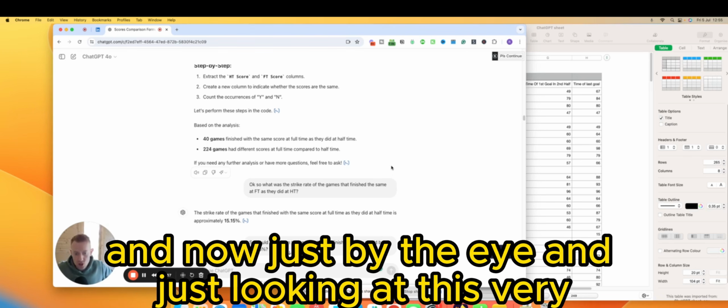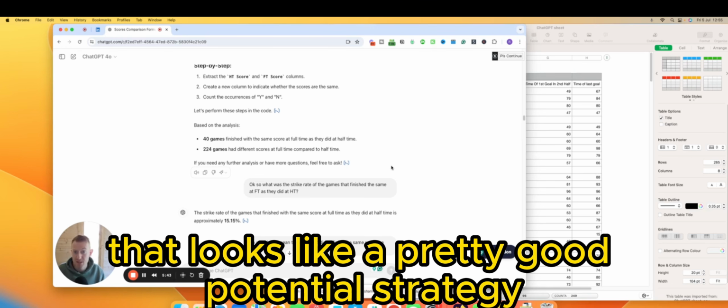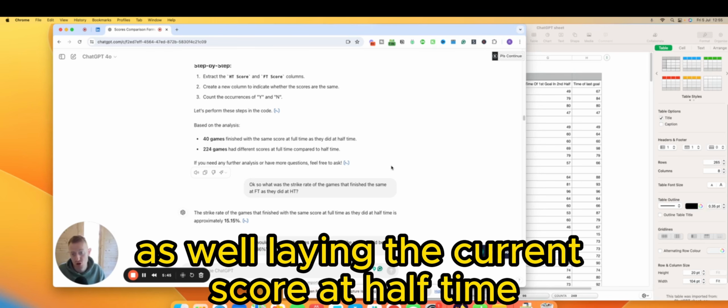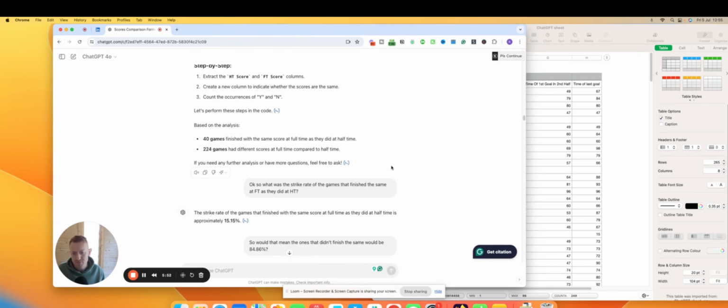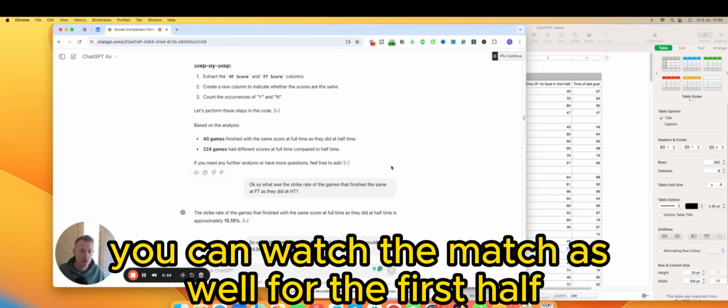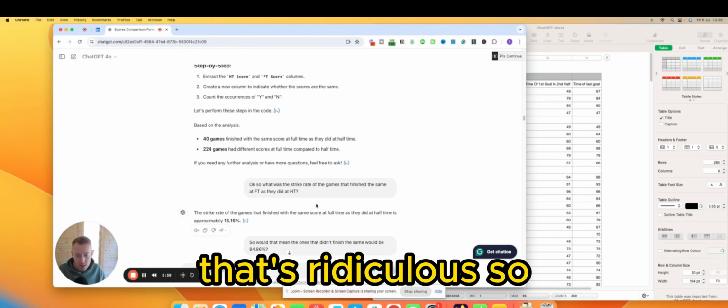And now, just by the eye and just looking at this very, very quickly, I've been able to see that it looks like a pretty good potential strategy as well, laying the current score at half time. It was one of my favorite strategies to do because you only need one goal. And also you can watch the match for the first half, so you can see how the game is ebbing and flowing.